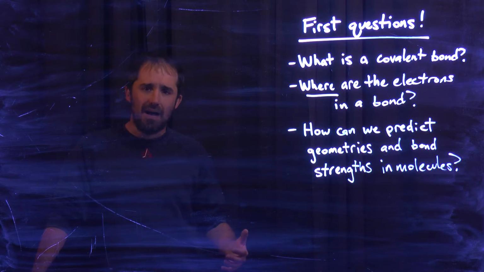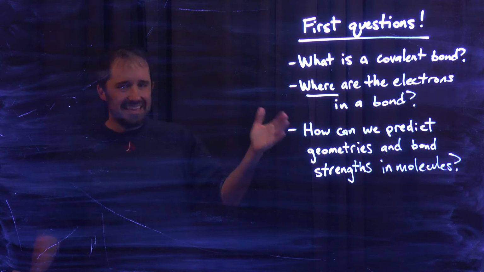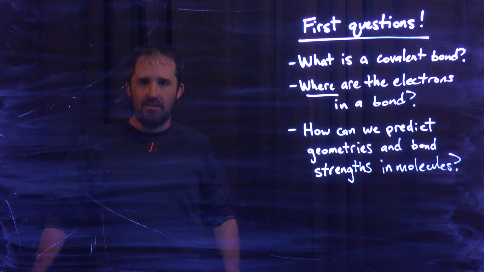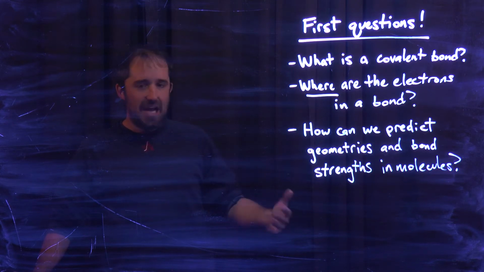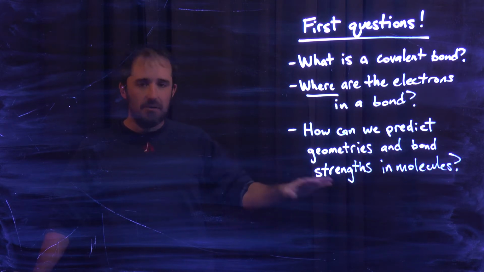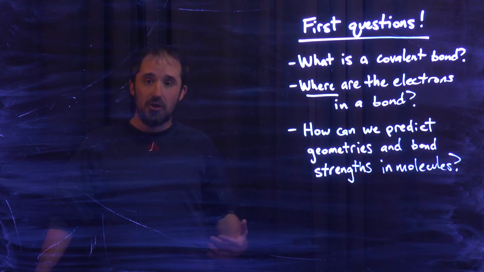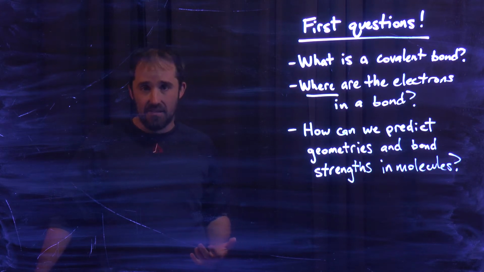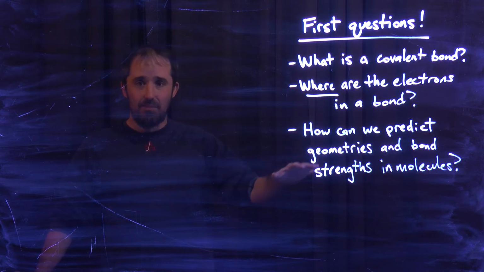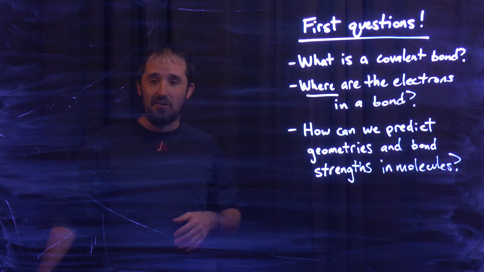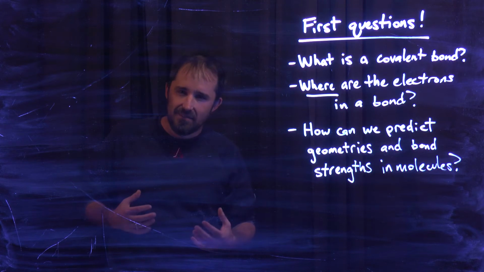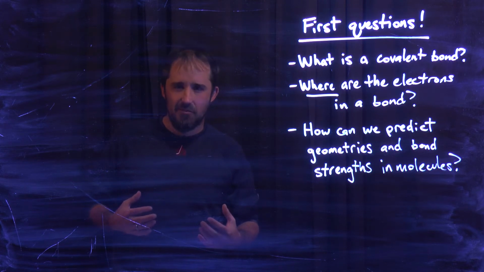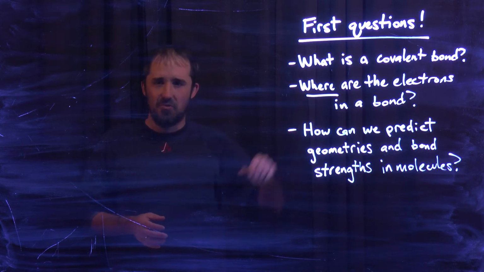And to understand a bond, we really want to know where the electrons are in that bond. That's going to tell us a lot about the molecule. And all this is building to how we can predict geometries and bond strengths in molecules just by looking at the bonds that it has. And from geometries and bond strengths, can we then go into understanding reactivity, understanding purpose, raison d'etre, if you will. But we'll save that for another day.